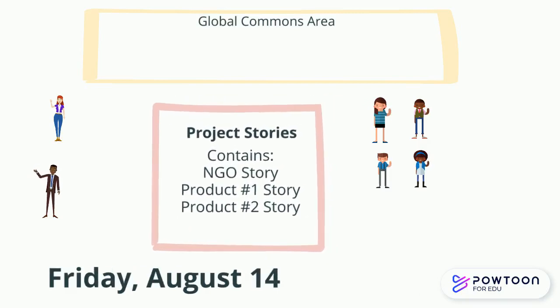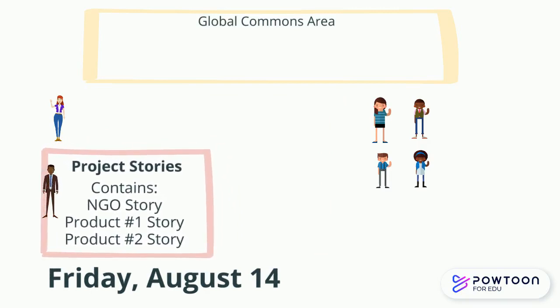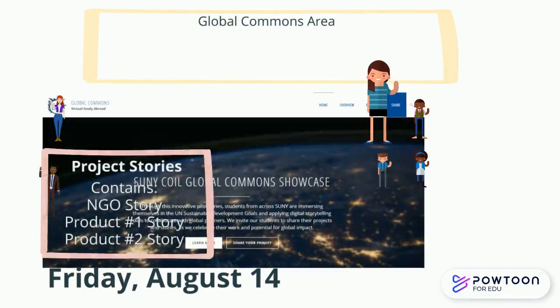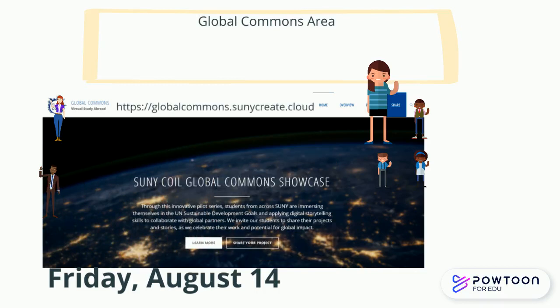Now that you have your full set of stories, the story of the NGO and the stories of the products you created, your group will turn it in by Friday, August 14th as one file to your SDG facilitator, showing all of the work your group completed. Your group should select one person to share the project stories file to the Global Commons Showcase website. This website will house all of the project stories from all of the SDG courses so that afterwards you'll be able to see the impact that was made by all students in this program with their partners around the world.